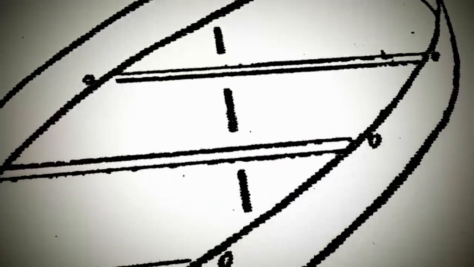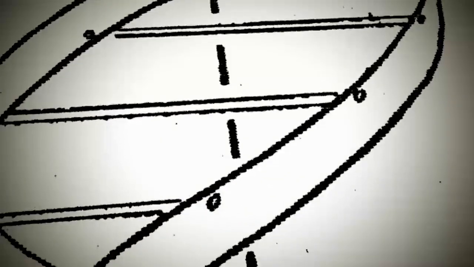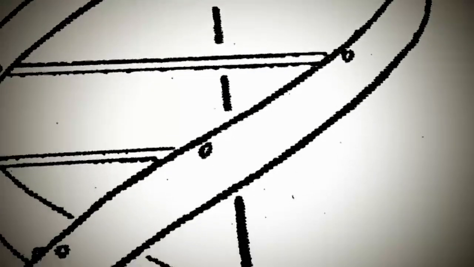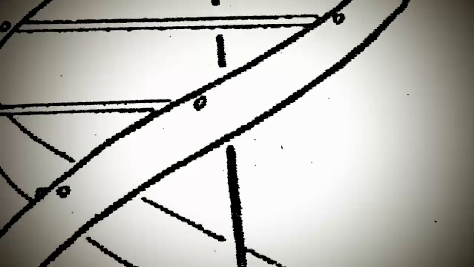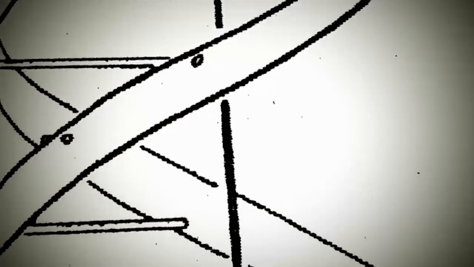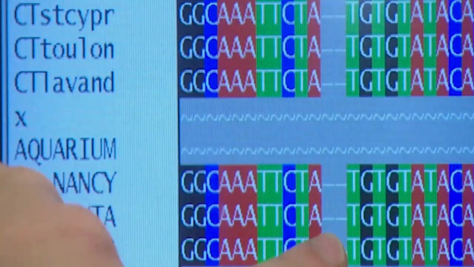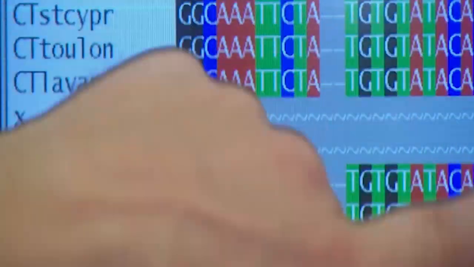DNA is a double helix with 2 sets of nitrogenous bases aligning with each other. These bases form weak hydrogen bonds with each other, and we refer to them as base pairs. Adenine always pairs with thymine, and cytosine always pairs with guanine.